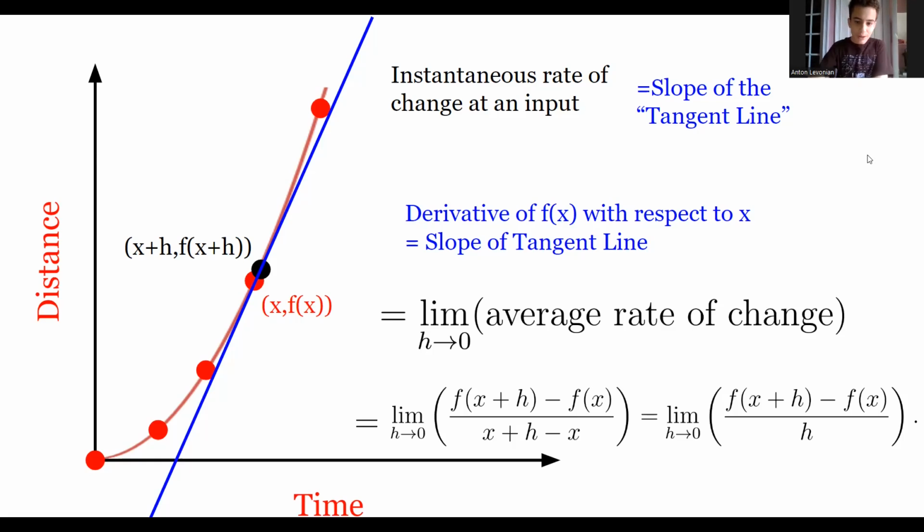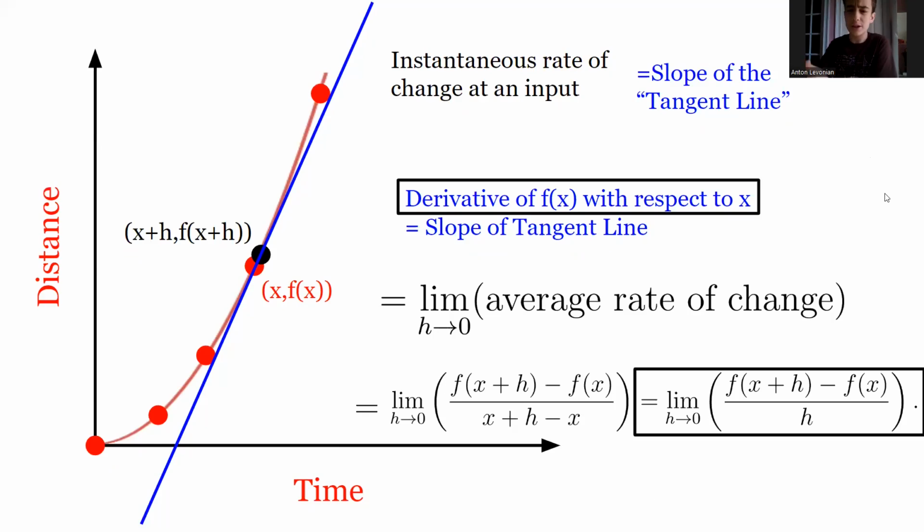Okay. So the change in y between these 2 points is f of x plus h minus f of x, and the change in x is x plus h minus x, which is just h. And so this right here is the formula that we will use for the derivative of f of x with respect to x. So this right here is a derivative. That is how we mathematically define a derivative.